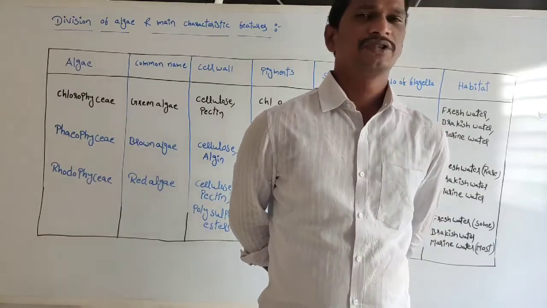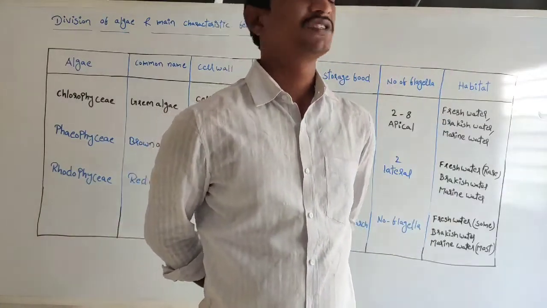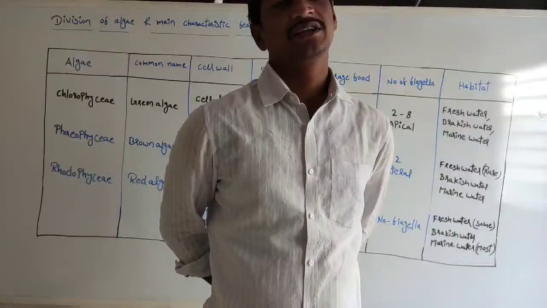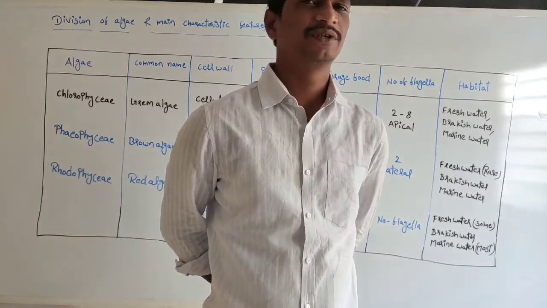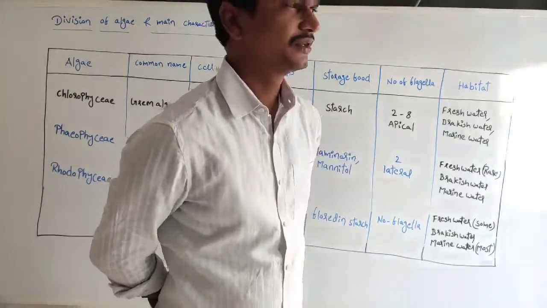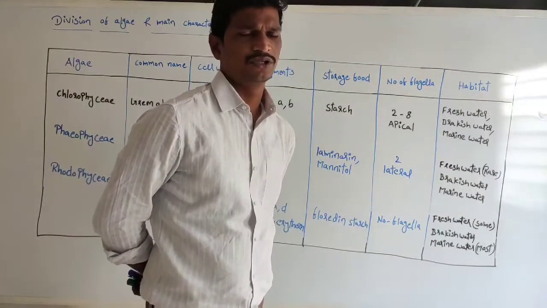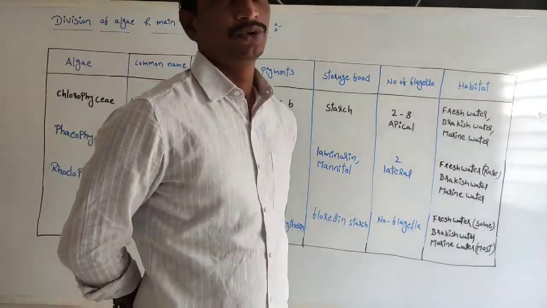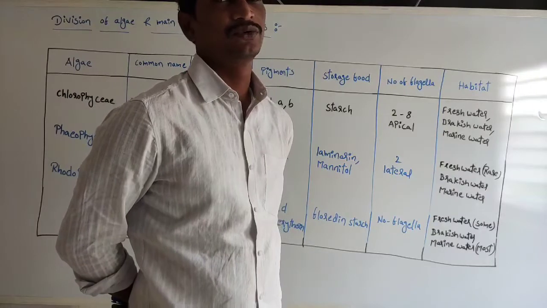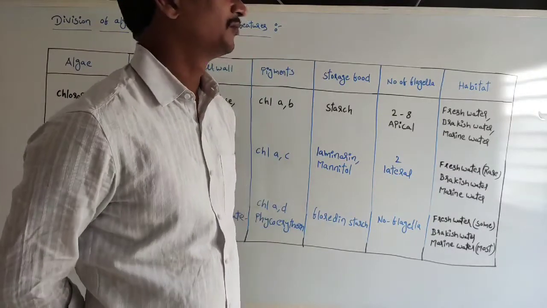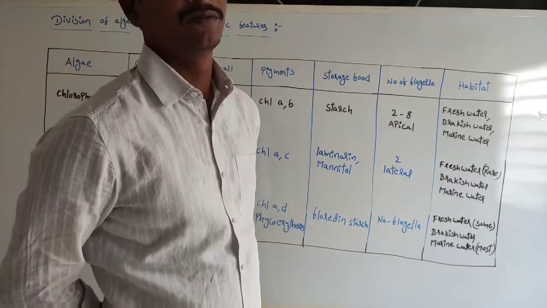Sir, why do chlorophyceae exhibit green color? There are pigments, chlorophyll A, and due to the presence of these pigments, the chlorophyceae exhibit the green color, and the phaeophyceae exhibit the brown color. The reason is fucoxanthin. This is one type of xanthophyll. Due to the presence of fucoxanthin, the phaeophyceae exhibit the brown color.